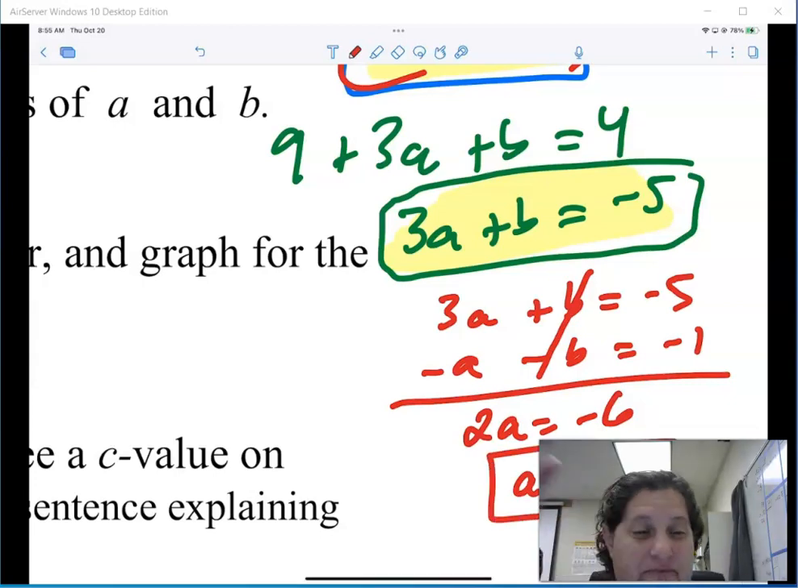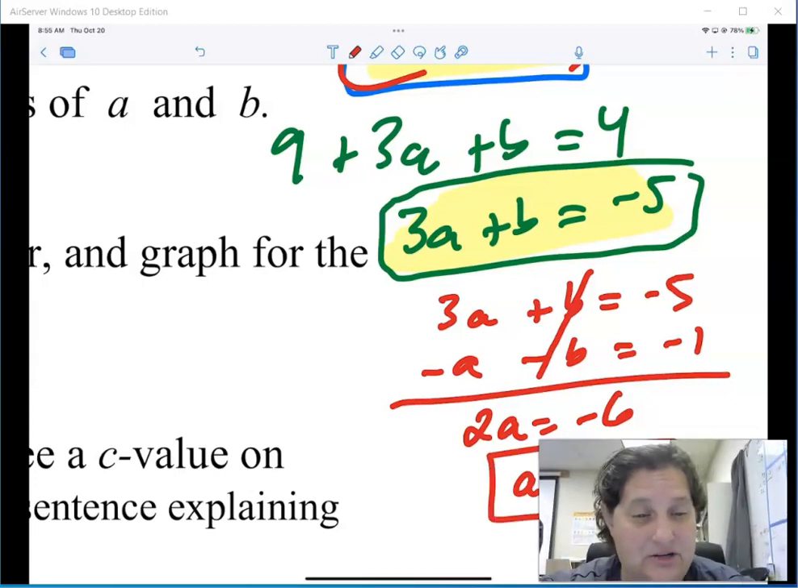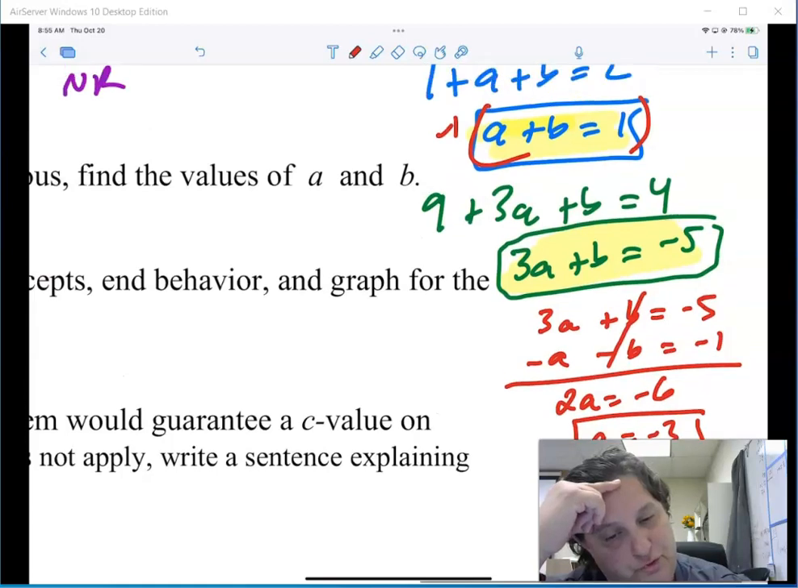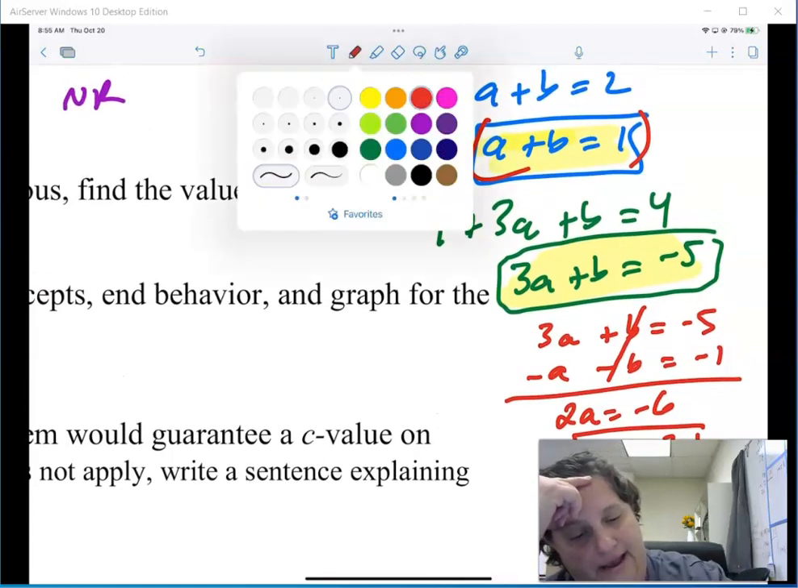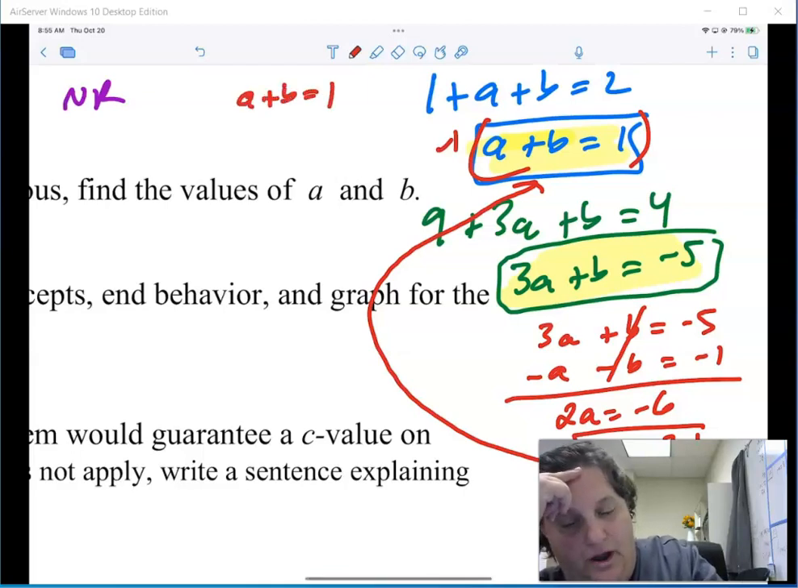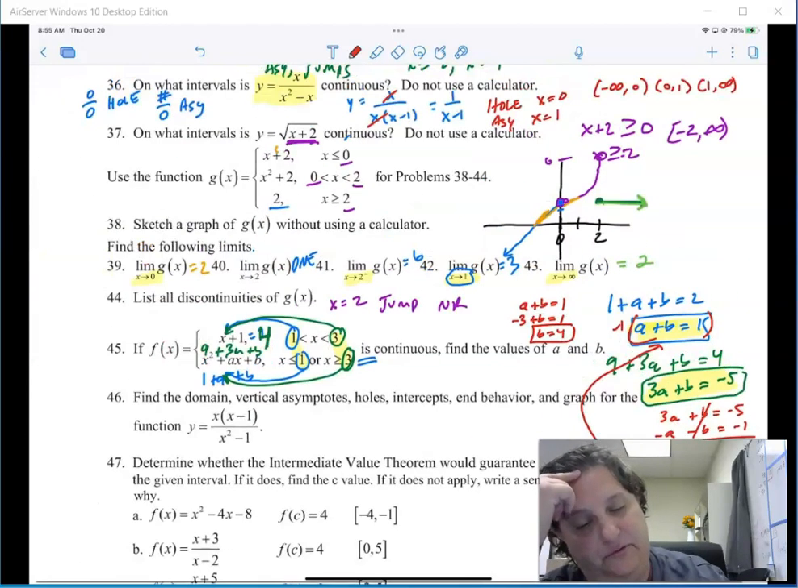Okay, so that's called a system of equations, right? That's the algebra stuff that you have to remember. That's not calculus stuff, that's the algebra stuff. Okay, then I go back and plug that into either equation. I'll go ahead and use that one to find b. So it says a plus b is 1. So negative 3 plus b is 1. So b is 4. a is negative 3, b is 4. All right?